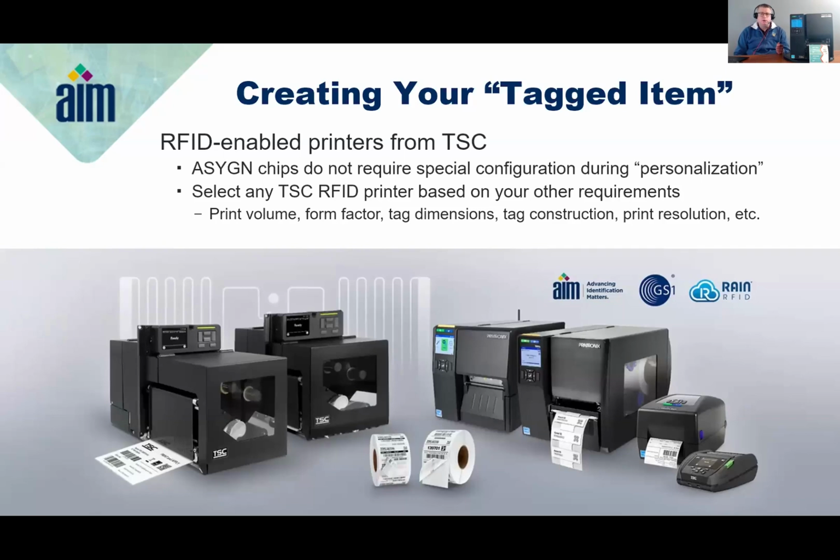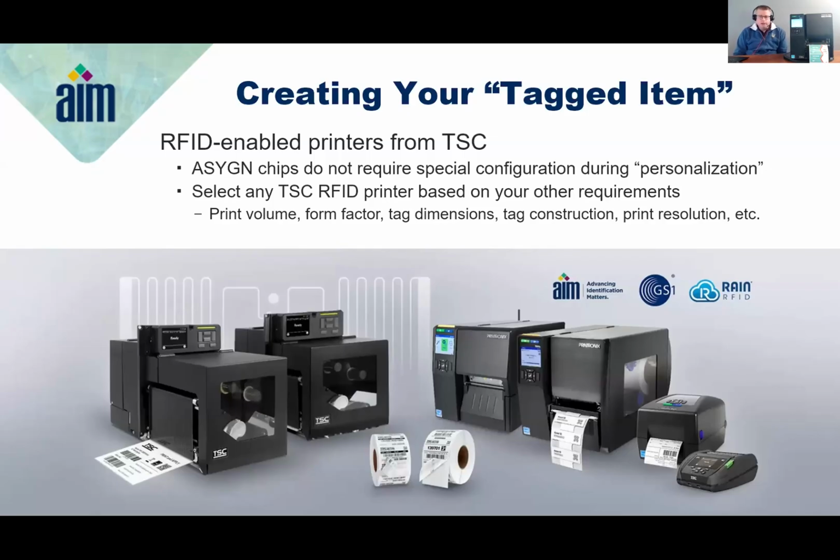Most of the useful and appropriate encoding schemes for temperature-sensitive items like DSG-TIN Plus require more tag memory than your standard RFID label will have. Your standard RFID label will have only 96 or 128 bits, but the ASYGN tag chips have 192 bits, which allows us to do useful encodings like DSG-TIN Plus. That's the first interesting point.